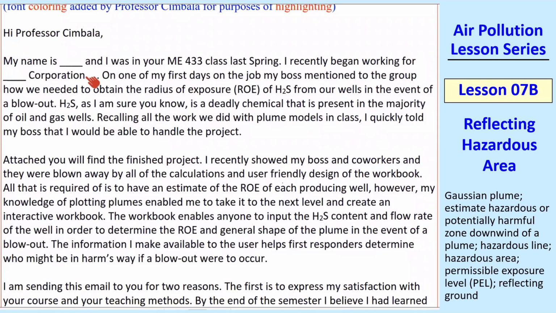My name is such and such. I was in your ME 433 class, began working. So he graduated and got this job. One of my first days on the job, my boss mentioned to the group how we needed to obtain the radius of exposure. So he's calling it the radius of exposure. This is really the same thing as the hazardous area. They're assuming it's a circle, I guess, in that case. They just want to have some radius of exposure of an actual chemical H2S from our wells in a blowout. And then he talks about the chemical that's in the majority of oil and gas wells.